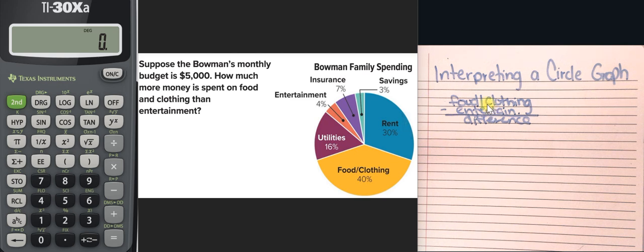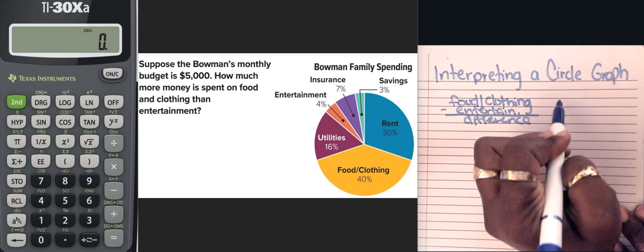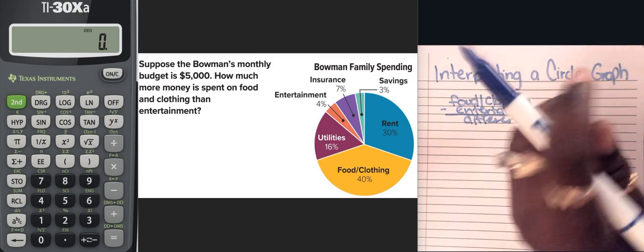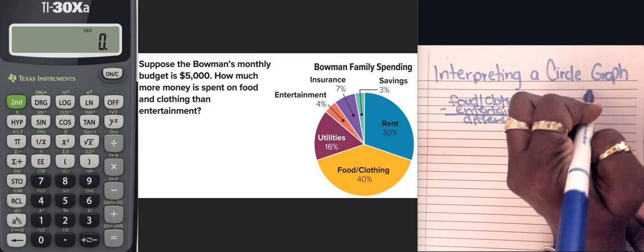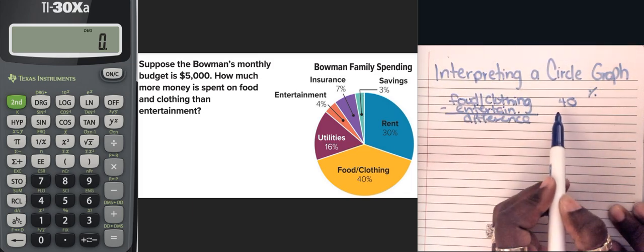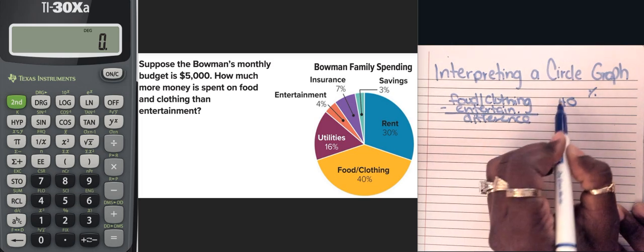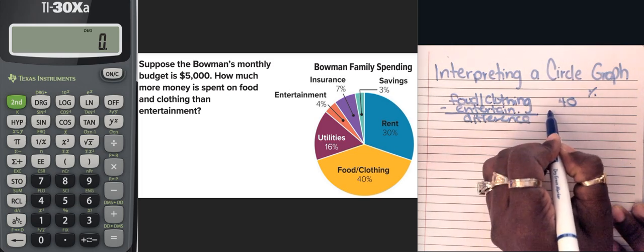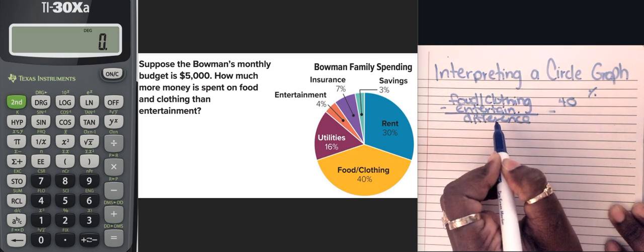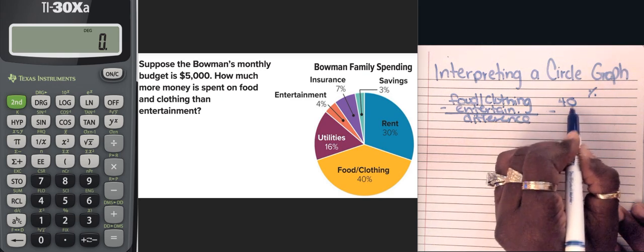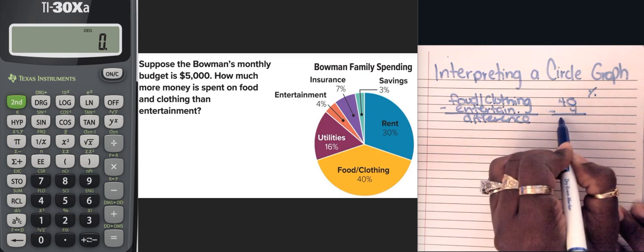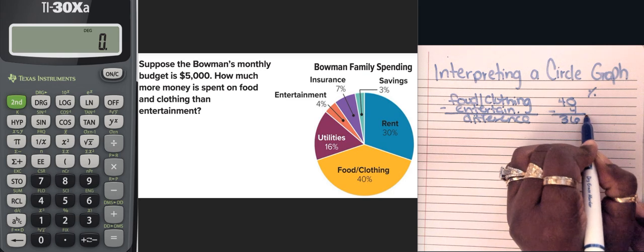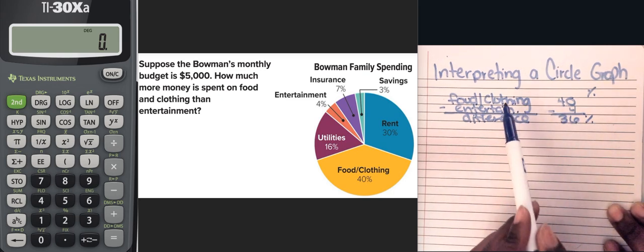All right, so what we're doing is we're talking about the food and clothing and the entertainment. So let's see what food and clothing is. Food and clothing was 40%. And I'm just going to put over here so we know this is in terms of percents, okay? So we spent 40% on food and clothing, and now we're going to subtract out how much we spent on entertainment, which is 4%. So that means we spent 36% more on food and clothing.